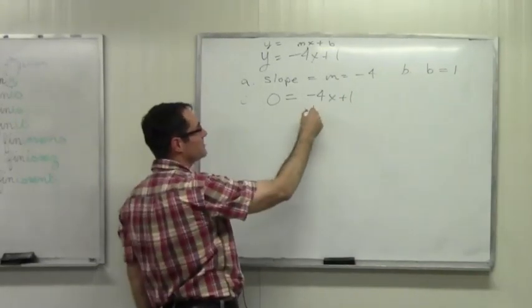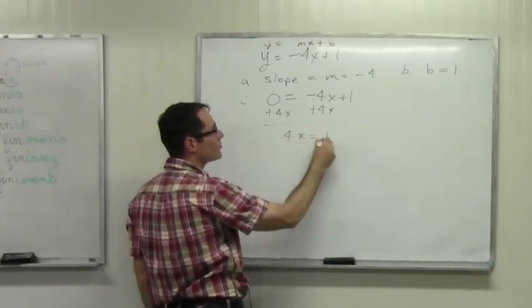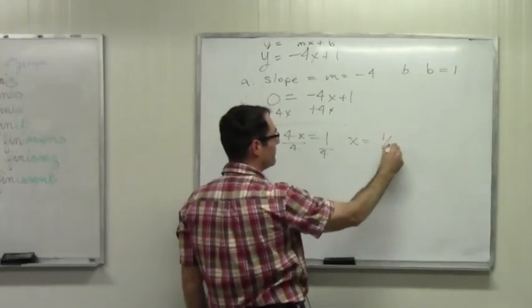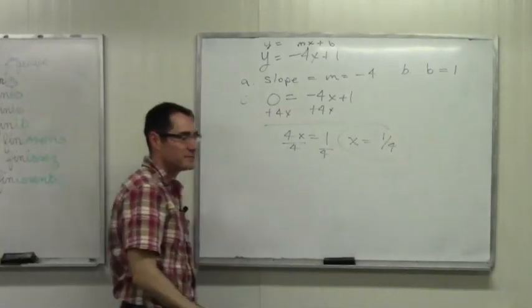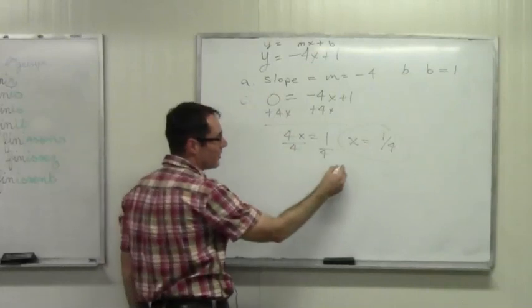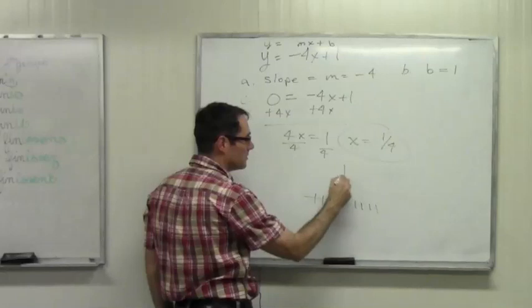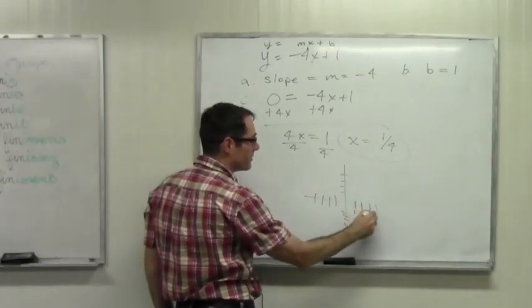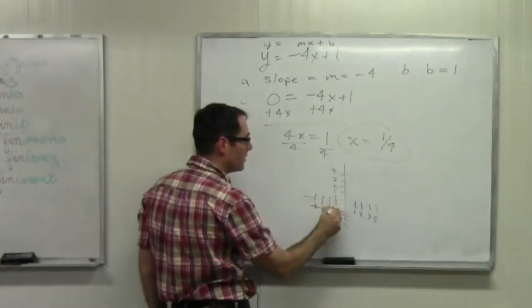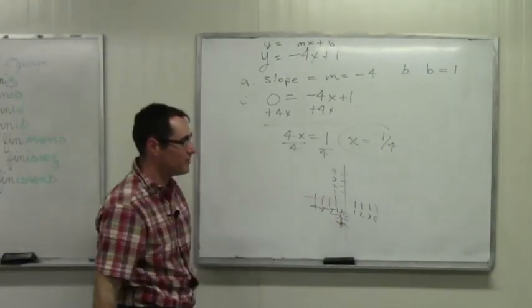Add 4x to both sides, and you get 4x equals 1. Divide by 4, and you get x equals 1/4. There's your x-intercept. Graphing it is just a matter of using the data you already have. Try to remember to label your points. Try to be a little neater than me.